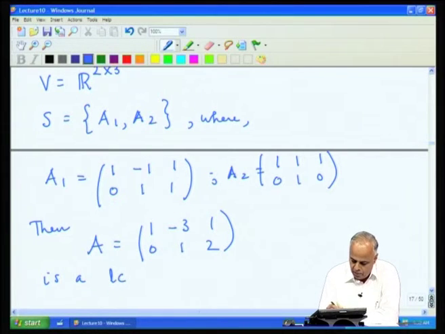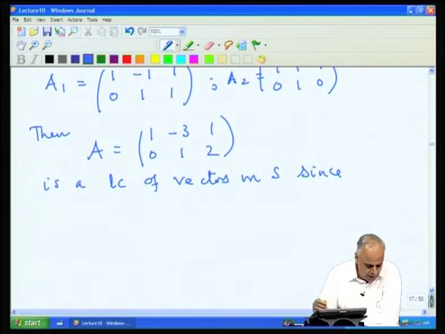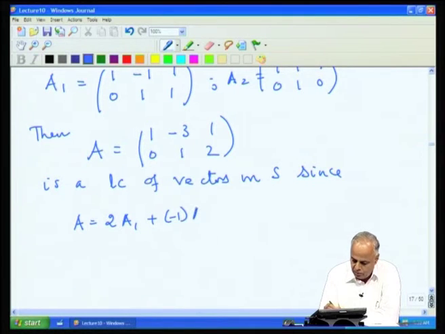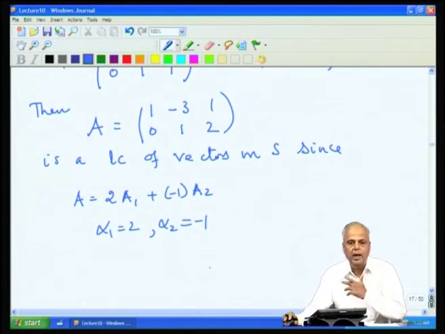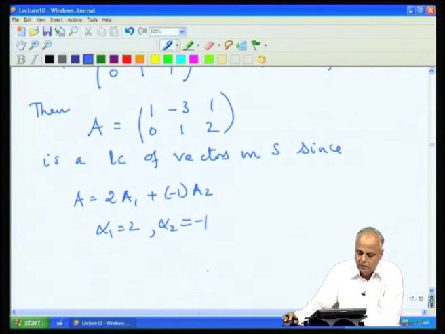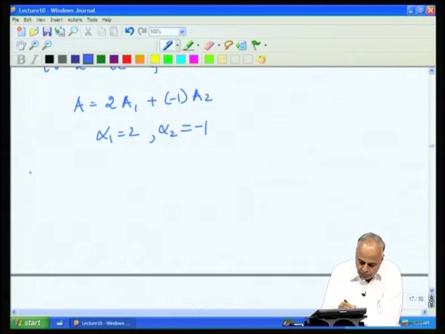is a linear combination of vectors in S, since again it is easy to check that A is equal to 2 times A1 plus minus 1 times A2. So, in this case alpha 1 is 2, alpha 2 is minus 1, and therefore, we have expressed A as a linear combination of the vectors in S. One final example.